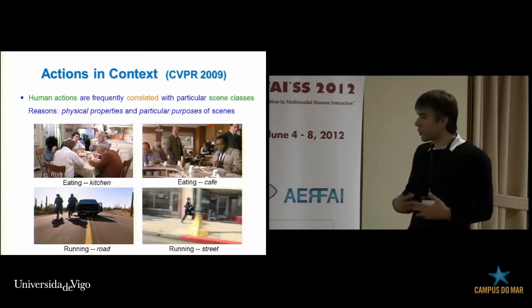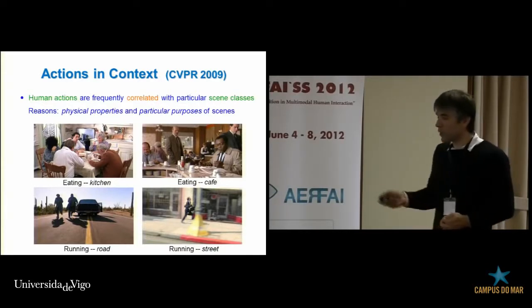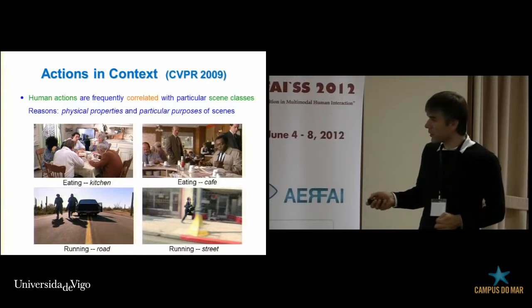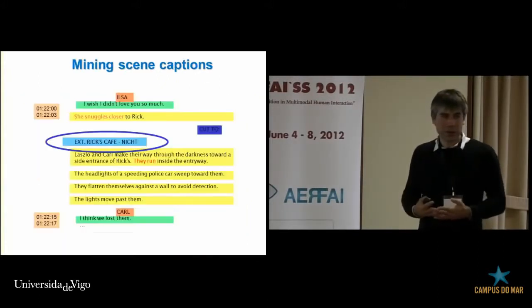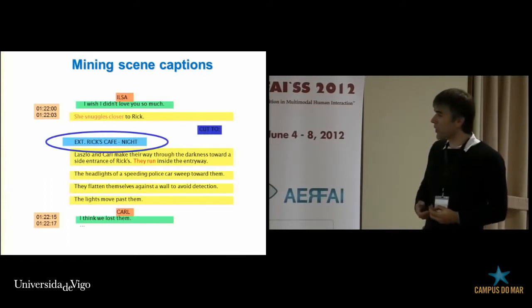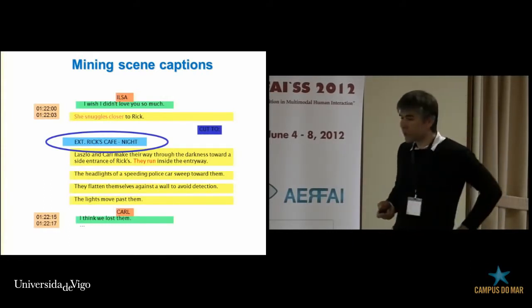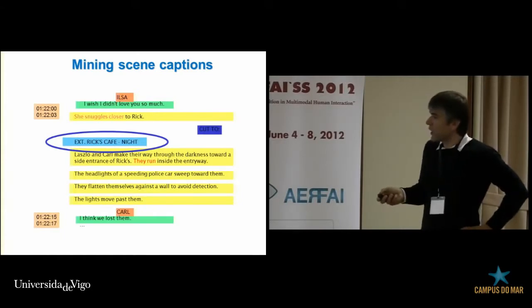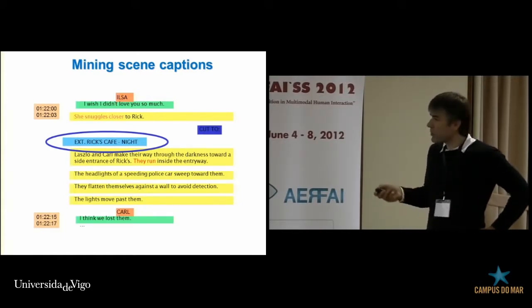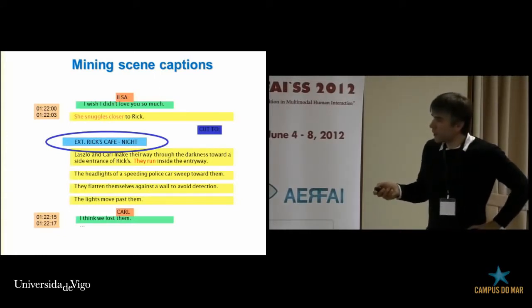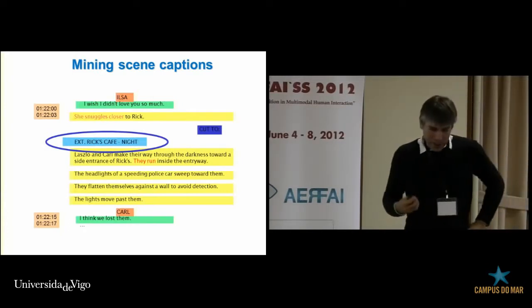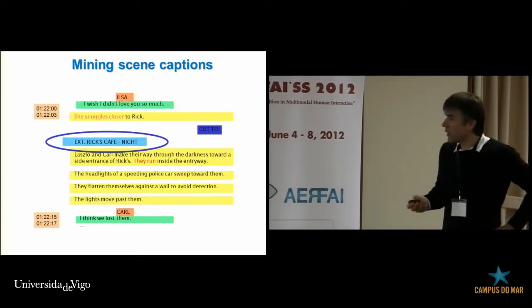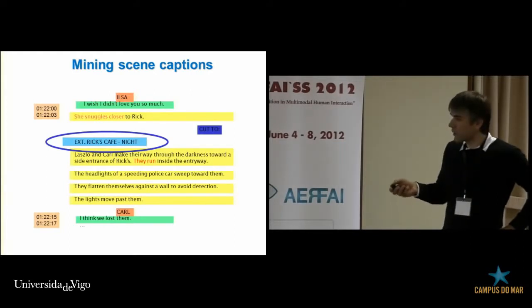Another thing is that we want to discover it. We don't want to annotate this correlation, but we want to discover it automatically. So one way to discover it is, again, looking into scripts. For action annotation we used the part of the scripts which describes what people are doing. But there is more information in scripts. There is quite structured information about the scenes. So for example, here's Rick's Cafe, Night. This says where the actions are happening. Again, this is natural text, but it's even easier to cluster.